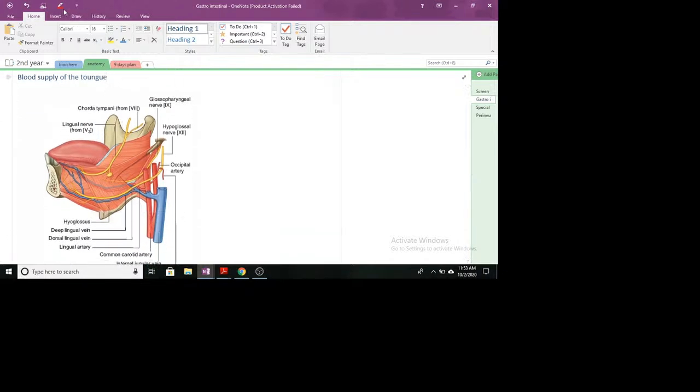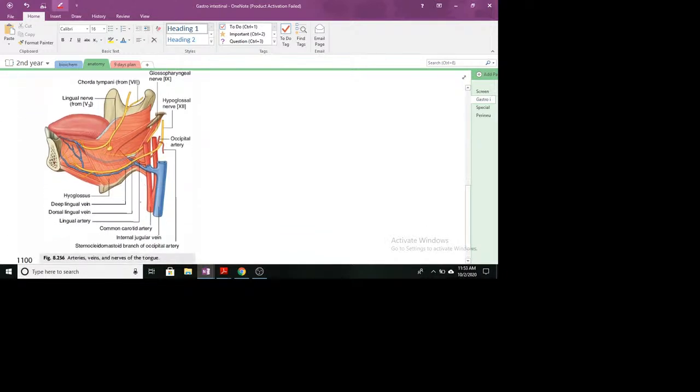Blood supply of the tongue. We can see here this is the external carotid artery. It is giving the lingual branch and it is supplying the tongue. There is also the deep dorsal lingual artery.